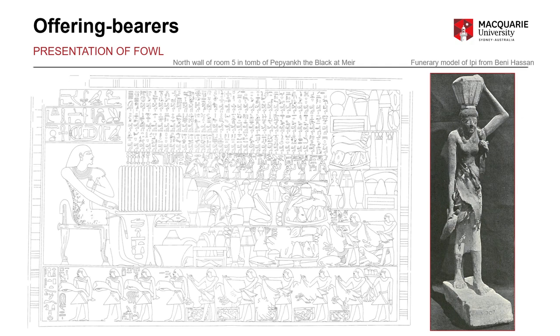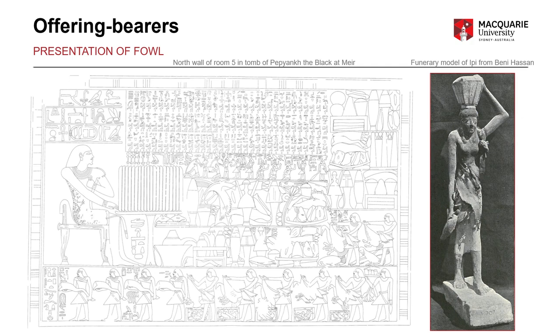You can see an example of this here in the scene from the tomb of Pepiunk the Black at Meir, where 7 of the 12 bearers are engaged in this task. Fowl forms one of the principal offerings of the mortuary cult, and the wringing of the neck comprised a key element in the associated rituals. The depiction of this motif in the public tomb chapel was important, as this was where the living presented their offerings and performed the appropriate ceremonies.